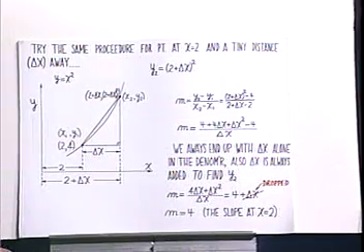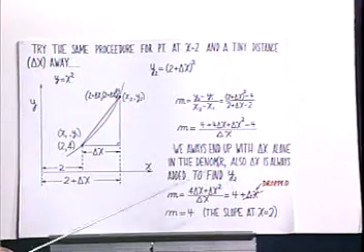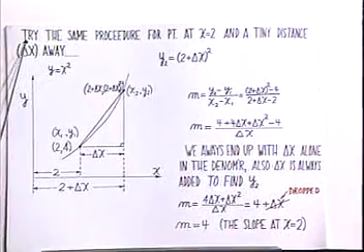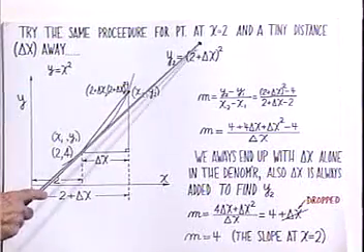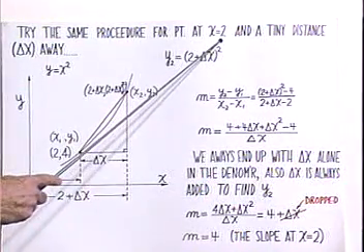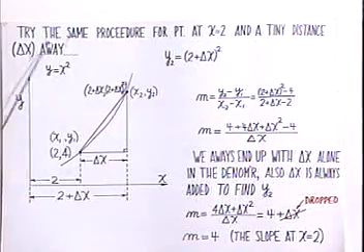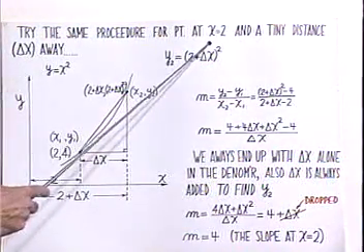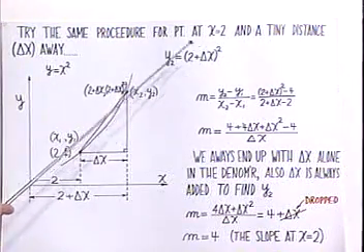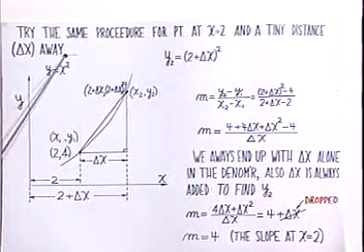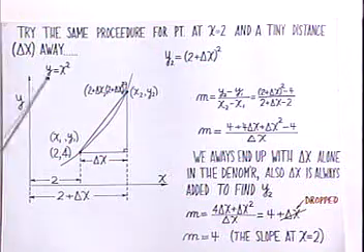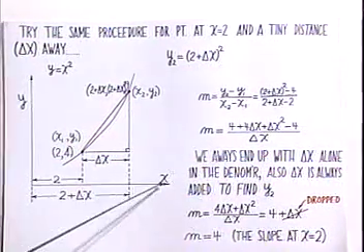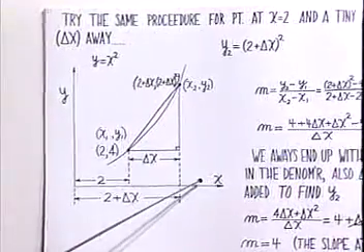The usefulness of all of this here will become apparent very shortly. Now, let's try the same procedure, but this time the anchor point will be at x equal 2, and a tiny distance away, delta x, as before. 2 and a tiny distance away that you can only see in your mind, okay, for this very same formula here. And here is the illustration, okay.